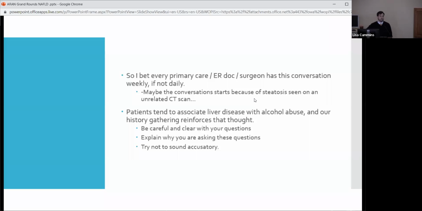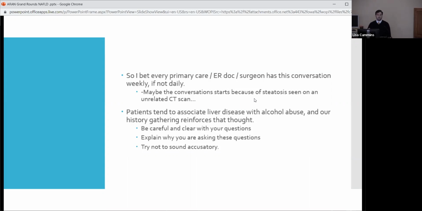So when you start bringing up liver disease, be gentle because they're nervous. They've seen how things can go bad. They've seen the yellow person that's walking down the street or in Walmart on the little scooter cart, and they're nervous about the whole thing. Be careful and clear with how you ask them your questions. You don't want to sound accusatory when you're asking them, do you drink alcohol? And let them know why you're asking these questions.